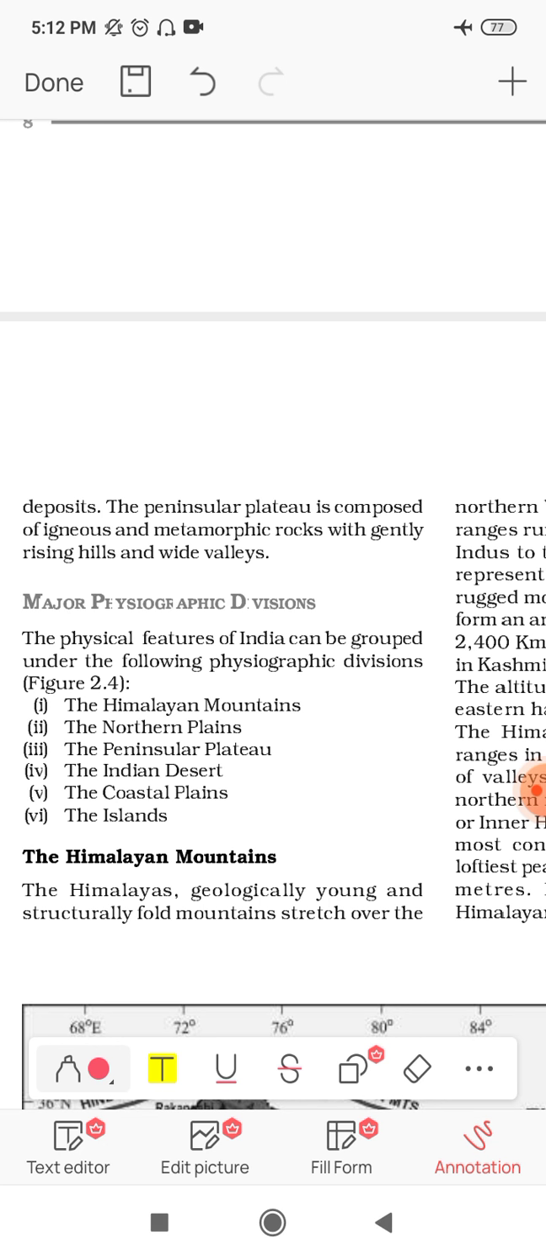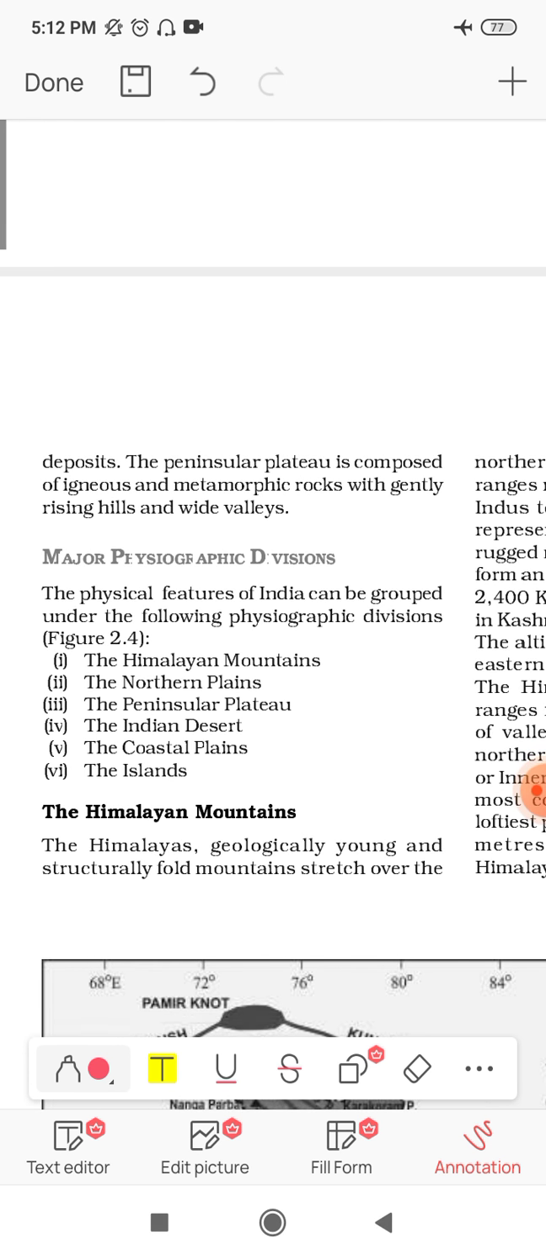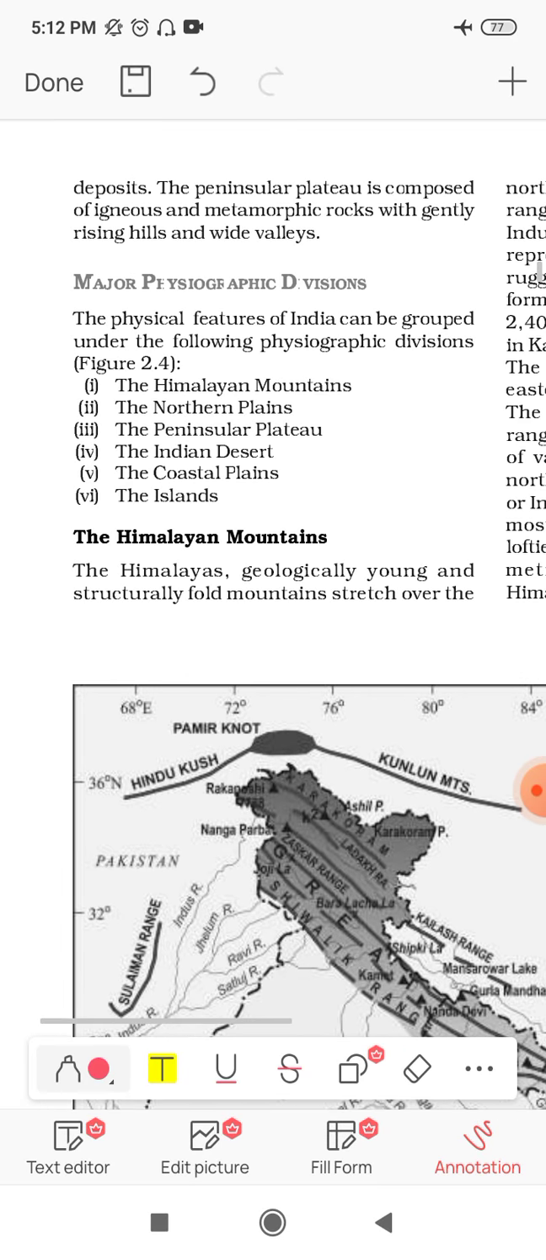So there are six major physical features or physiography divisions of our country. First is the Himalayan Mountains, then we have the Northern Plains, then the Peninsular Plateau, Indian Desert, Coastal Plain, and lastly the islands. So first I will discuss the Himalayan Mountains.